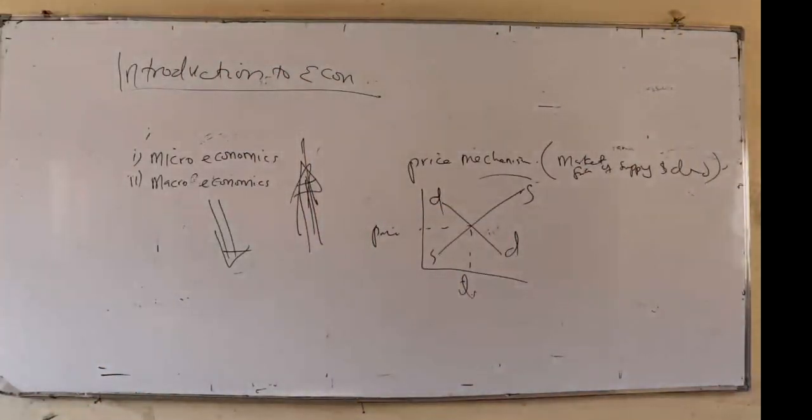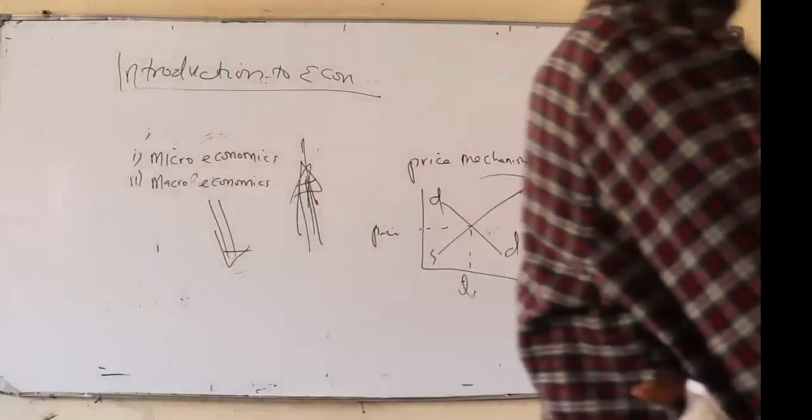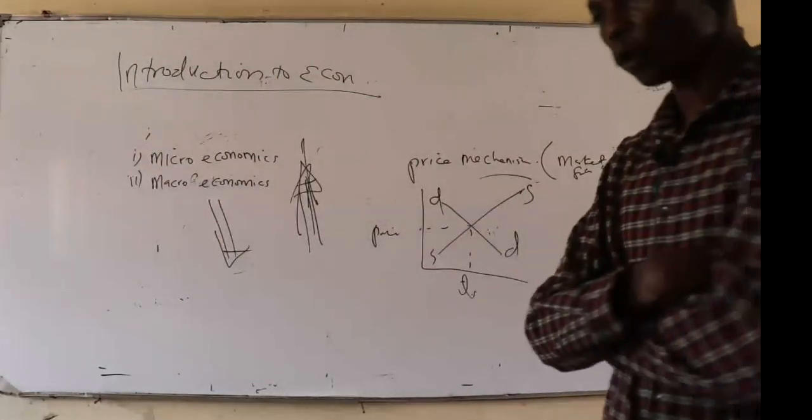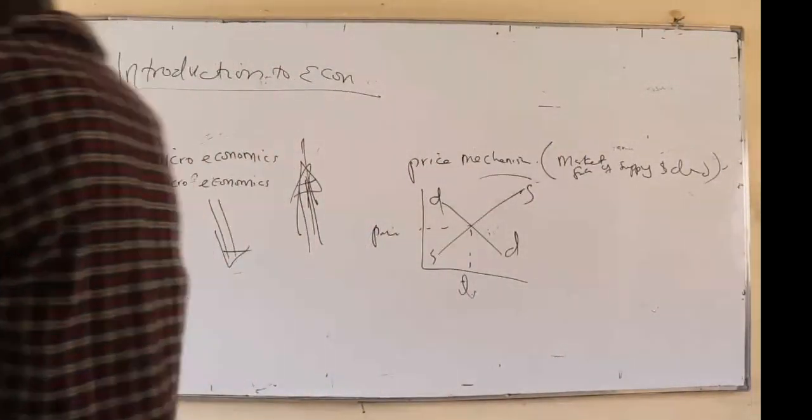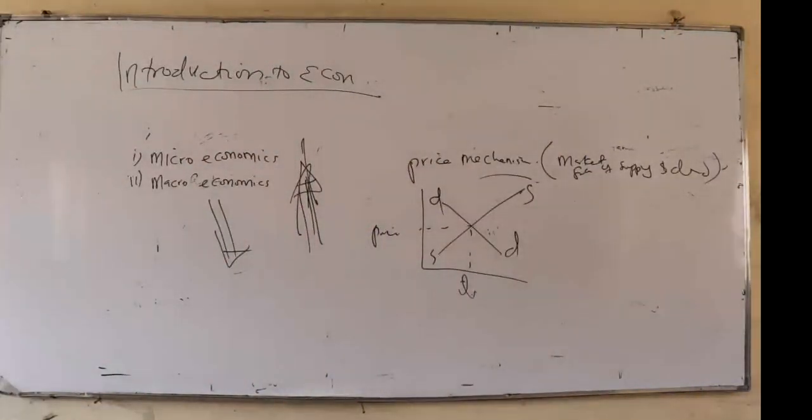Similarly, consumers are also free to spend their income the way they wish. So if you want to spend all your income on alcohol, nobody will prevent you from doing that. So there's freedom, there's actually freedom of choice in this economic system.